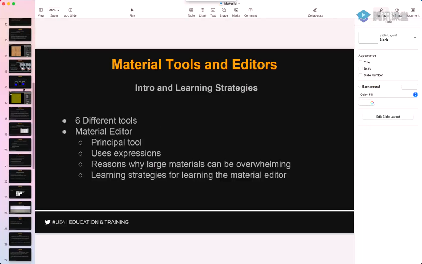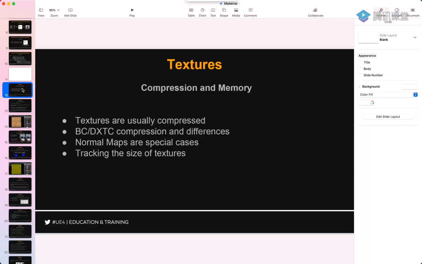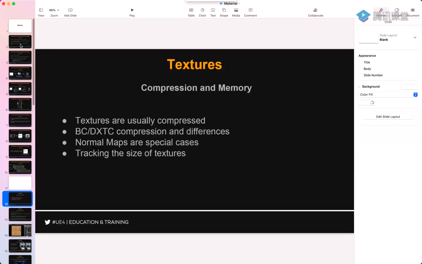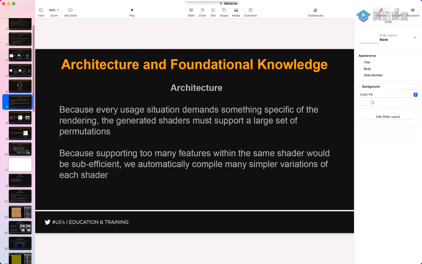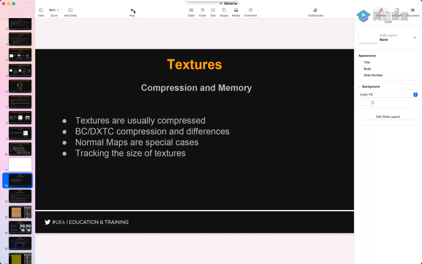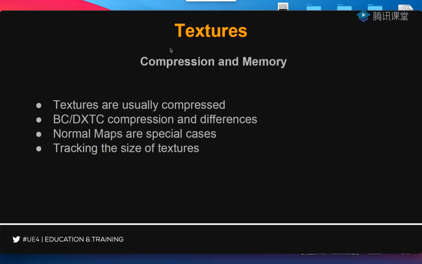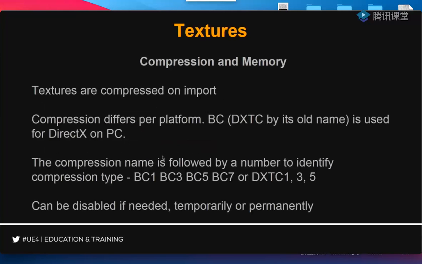Let's see how the material actually works for the engine. I mean, how the texture works for the engine. So textures: inside the game engine, texture should be compressed first. And we will talk about how it is compressed, what kind of data type it uses, the difference, and we will have a quick look at the normal map and how they handle it, and also the size of the texture. So first, the textures are compressed on input for the game engine.